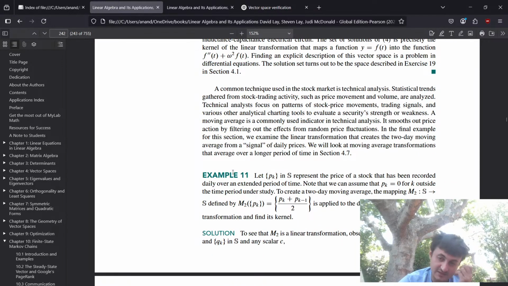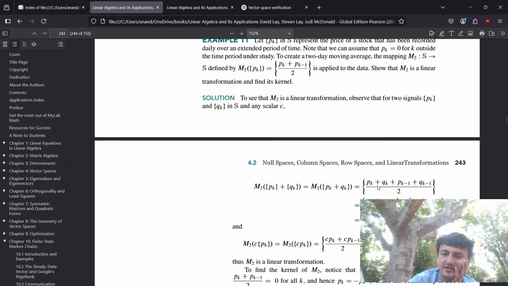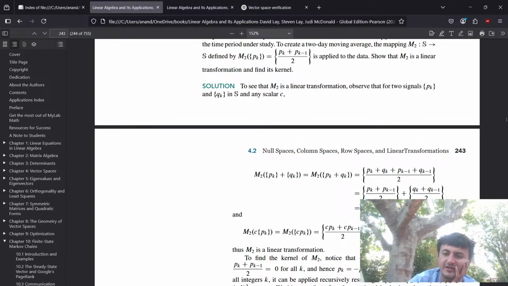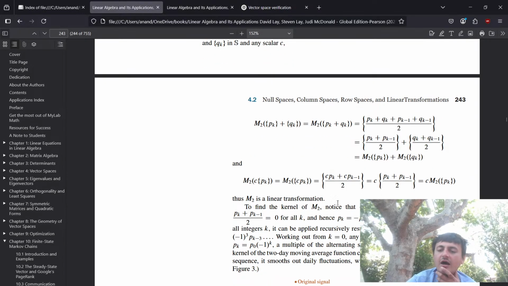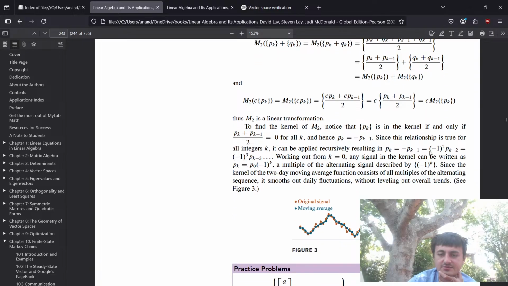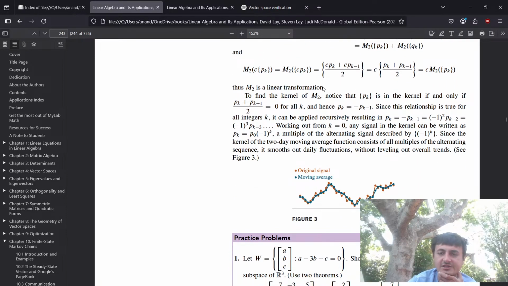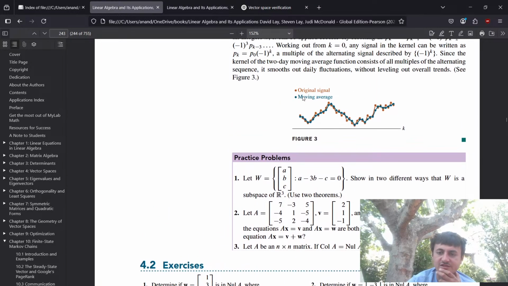Okay, then they have this example trying to analyze stock market data and create a moving average, and they're trying to show that the moving average of the past 2 days is a linear transformation. They do the basic stuff of proving that the transformation of two different signals added together is equal to the sum of the transformations of the individual signals, and then scaling a signal is the same as scaling the transformation of the signal. Or yeah, whatever. You guys get what I'm saying. This one's easy. All right, now we get to the problems. These problems are actually good.